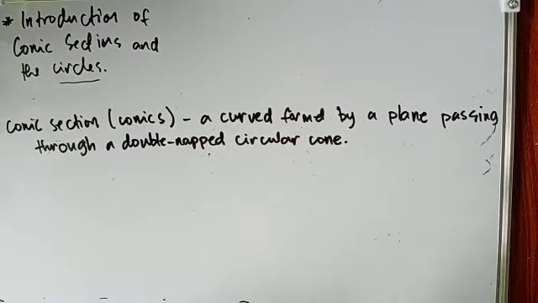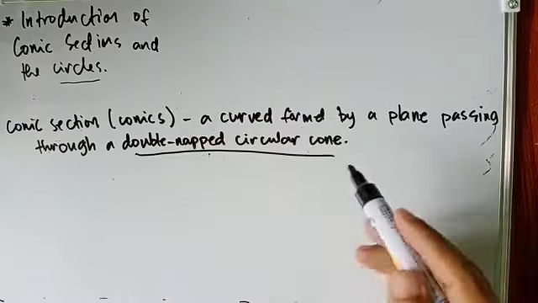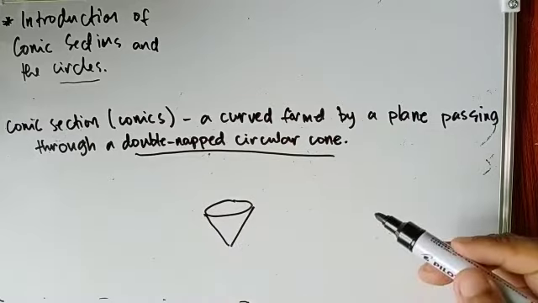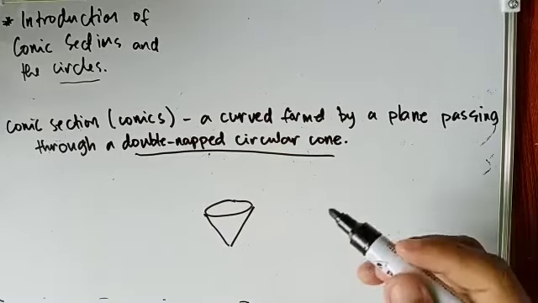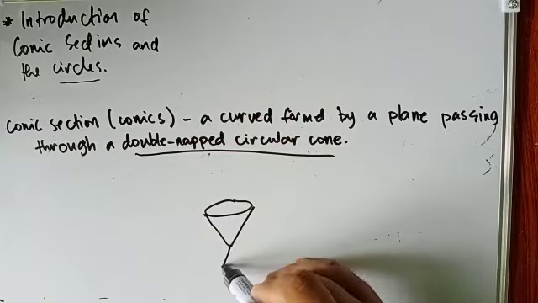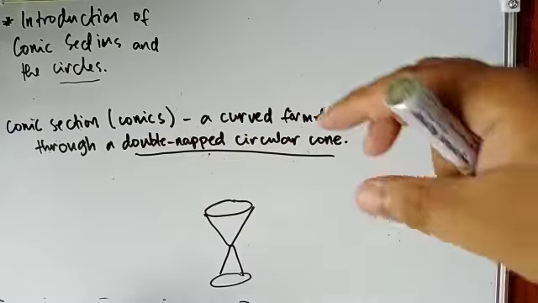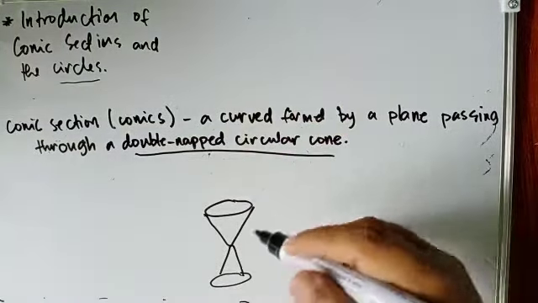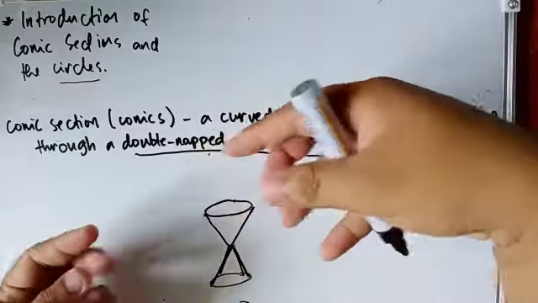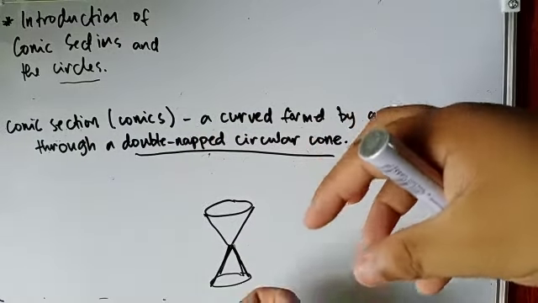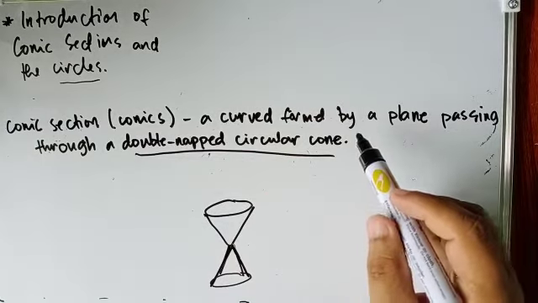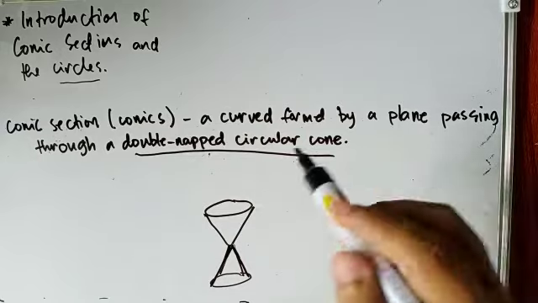double napped circular cone. Ano yung sinasabing double napped circular cone? Di ba pag sinabi natin cone, para siyang apa? Kung maaalala nyo pa, cone is para siyang apa ng ice cream. So double napped circular cone, meaning to say, meron tayong dalawang cone na parang hourglass, dalawang cone na binaliktad. So parang hourglass yung magiging kinalabasan niya. So curve daw na ma-form by a plane passing through this one.